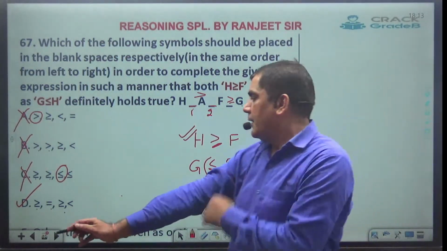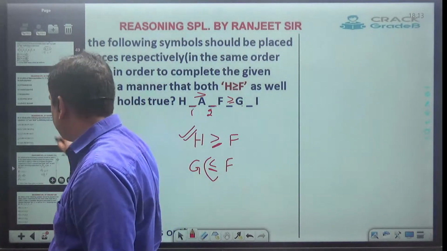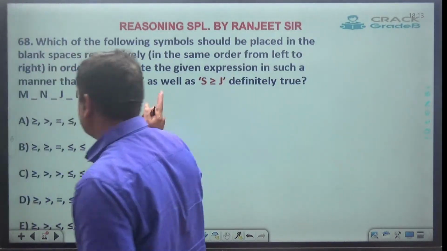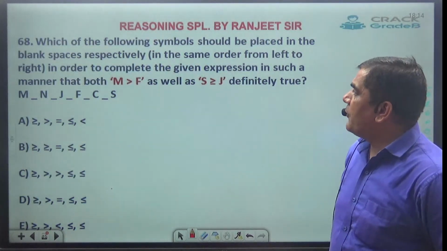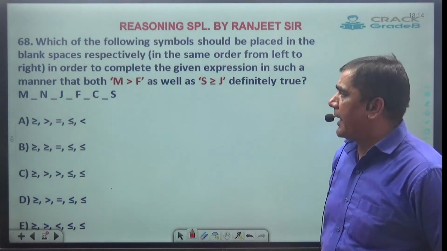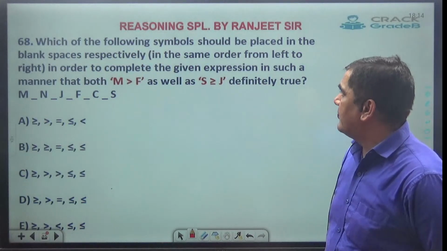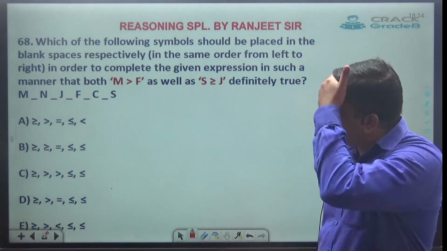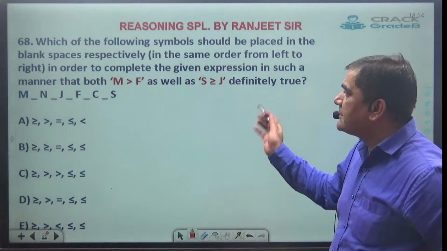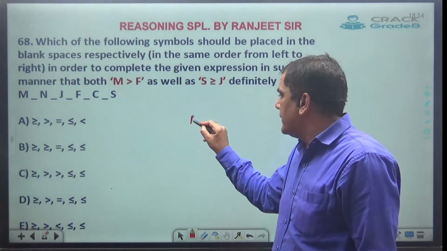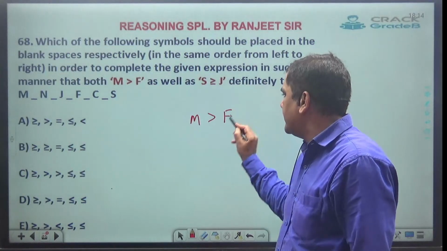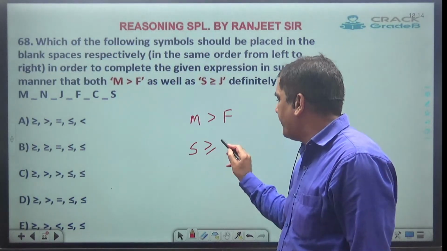Okay, let's go for the next one. Which of the following symbols should be placed in the blank space, respectively in the same order from left to right, in order to complete the given expression in such a manner that both this and this should be definitely correct.